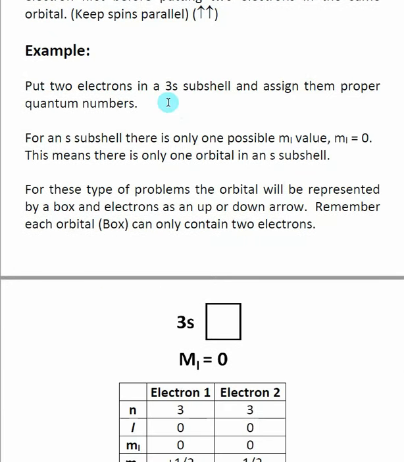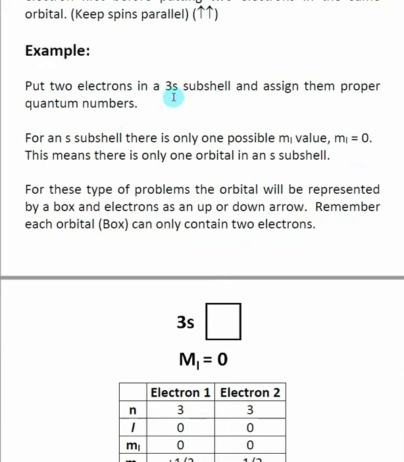Here I'm given a 3s subshell, and what I'm going to do is put 2 electrons in there and assign each of them a proper quantum number. In doing these kinds of problems, the first thing I want to understand is how many m sub l's do I have? How many orbitals do I have to put electrons into?